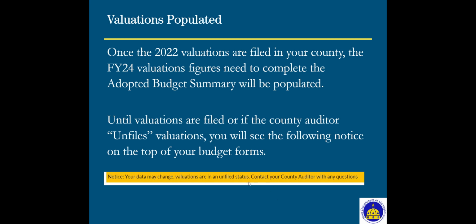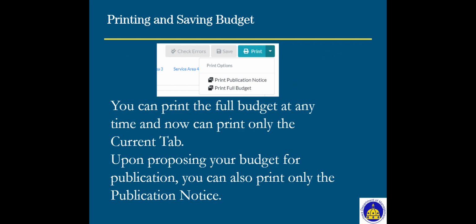And if you see this yellow notification and you're not sure what's going on, you can certainly contact your county auditor. You can print the full budget at any time. You can also now print only the current tab that you're working in. Upon proposing the budget for publication, you can also go back at any time and print only the publication notice.